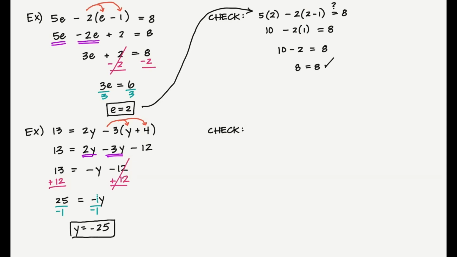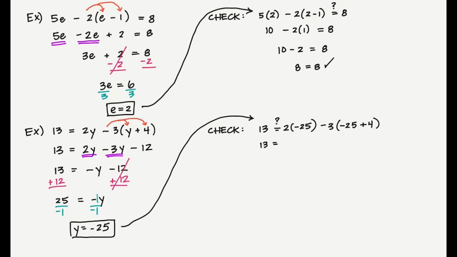All right, so one last time, let's go ahead and plug this in and make sure that we did our work correctly. So I have 13 is equal to 2 times negative 25 minus 3 parentheses negative 25 plus 4. Okay, so 13 equals negative 50 minus 3 times negative 21. Now, that's negative 3 times negative 21, which is going to be positive 63. And negative 50 plus 63 add up to positive 13.